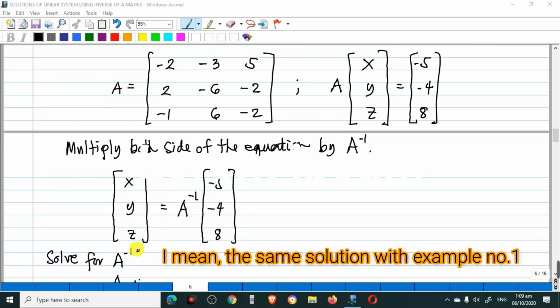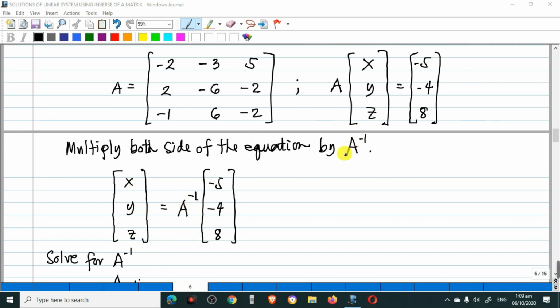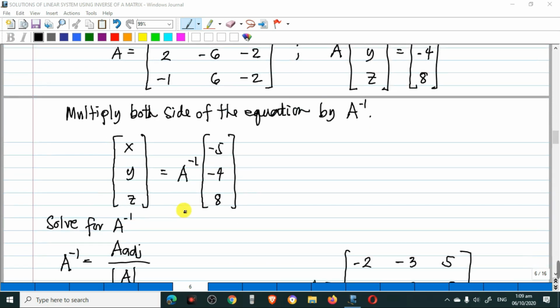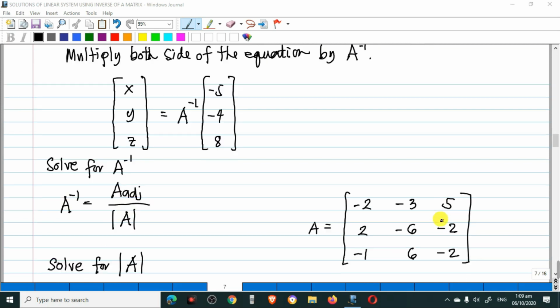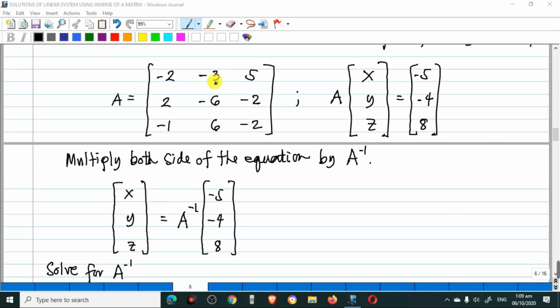We have x, y, and z equals A raised to negative 1. If you do the multiplication of the inverse of A matrix, ito yung magiging result niya. Next, solve for this inverse of the matrix. So the formula of this is simply yung ating classical adjoint divided by the determinant of the matrix A. So ito na yung matrix A natin. I already copied yung ating matrix A from the top, from dito sa equation natin.